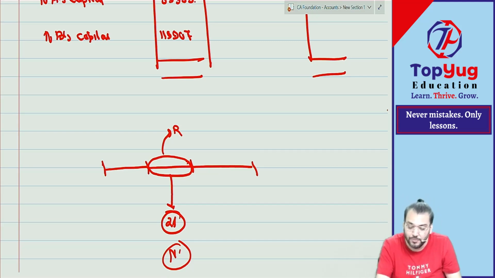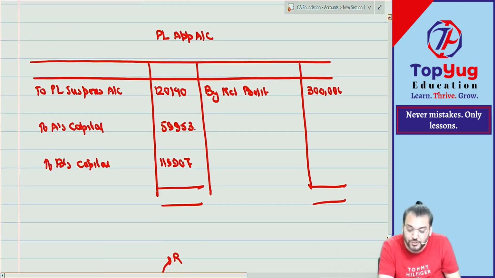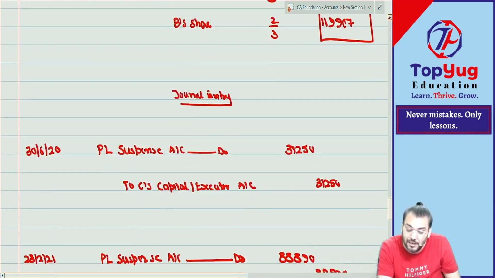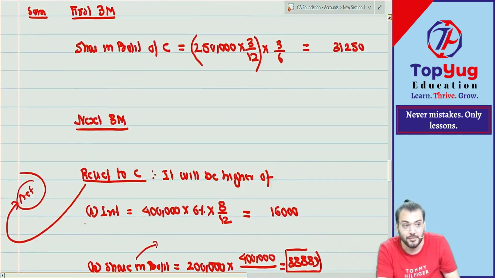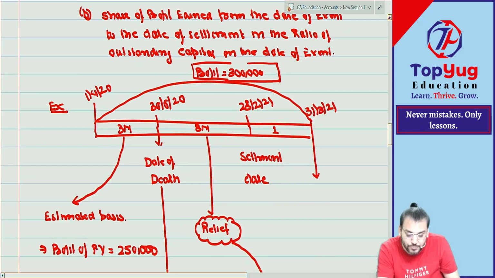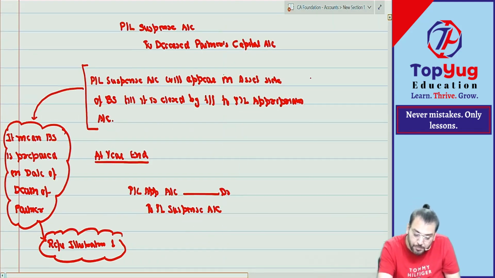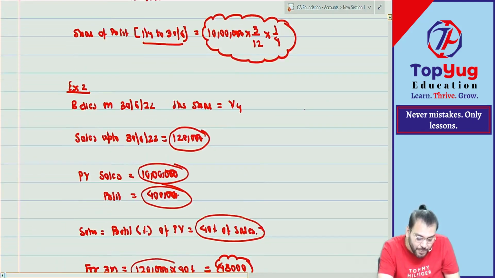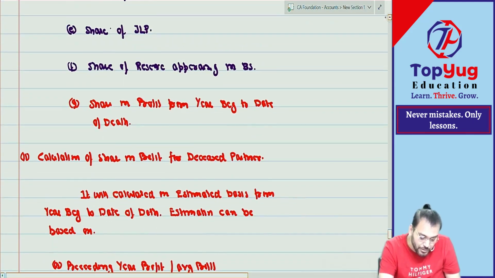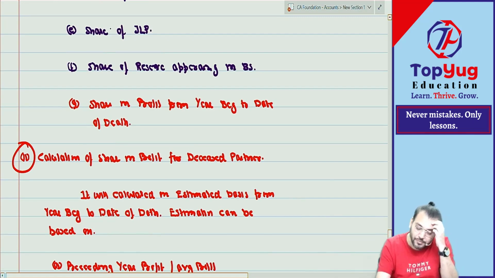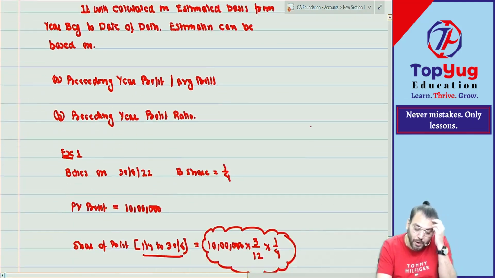One note you can add: if estimated profit is not given, then we'll calculate based on actual profit only. If you want to write down a note, you can write it in this point only. We have done the 10th point, now point number 11, the last note point. Just write it down in point number 11.